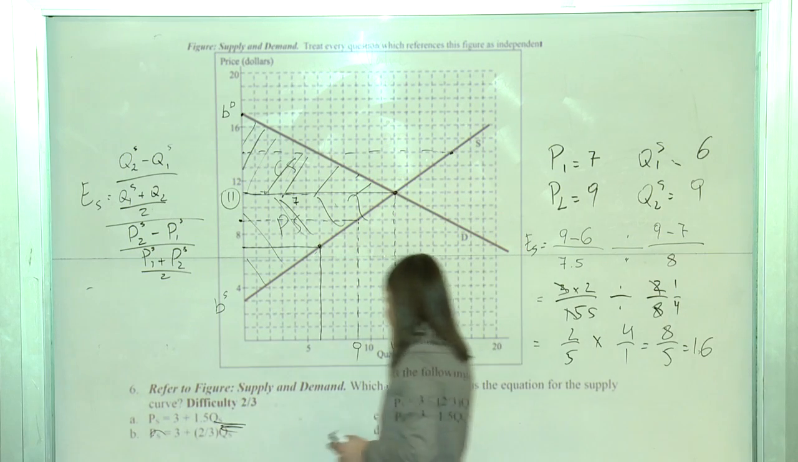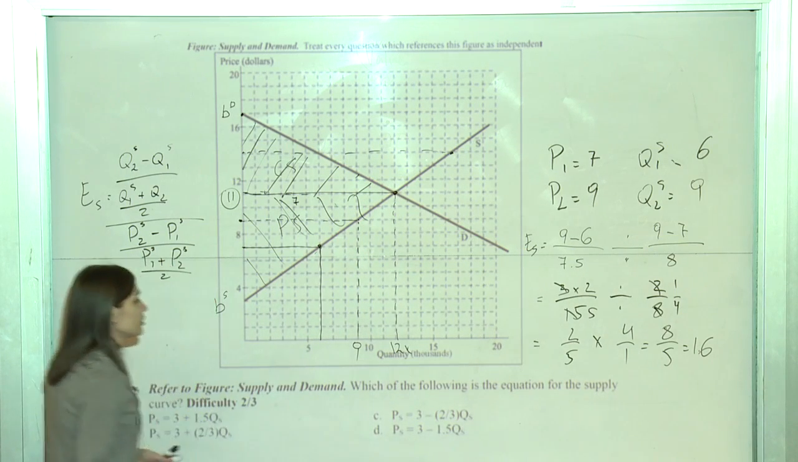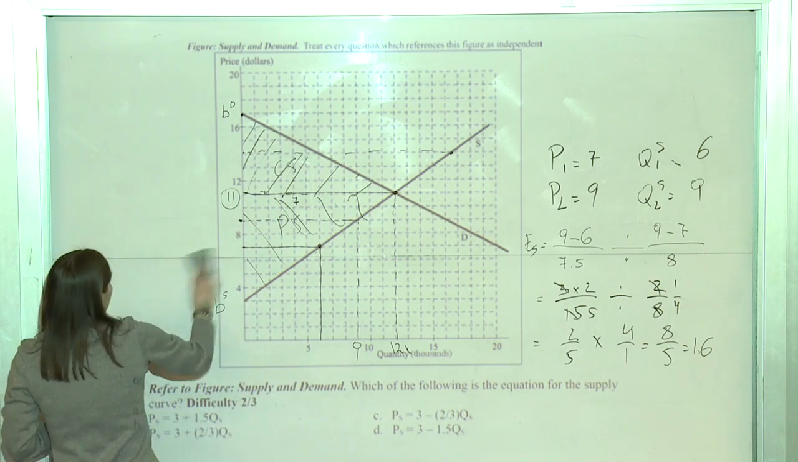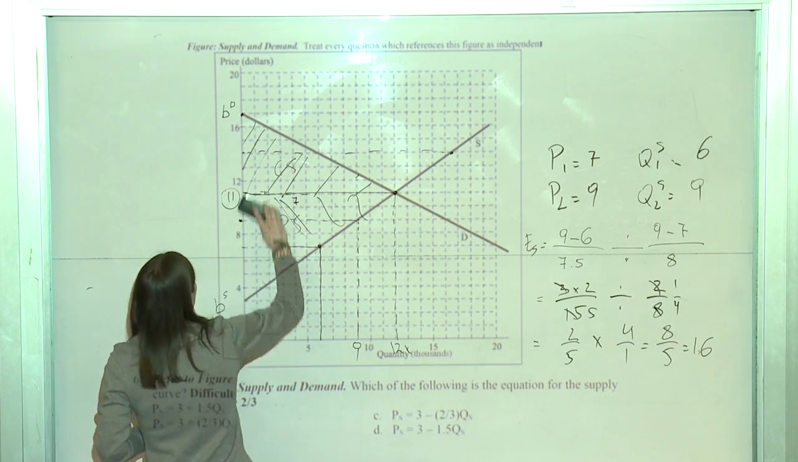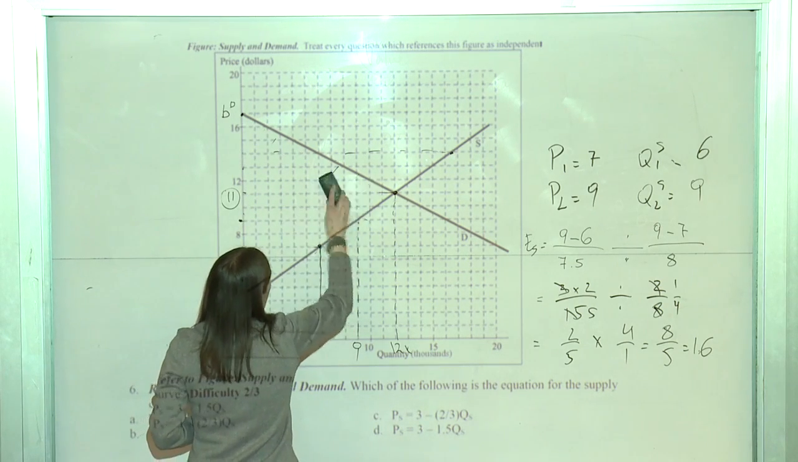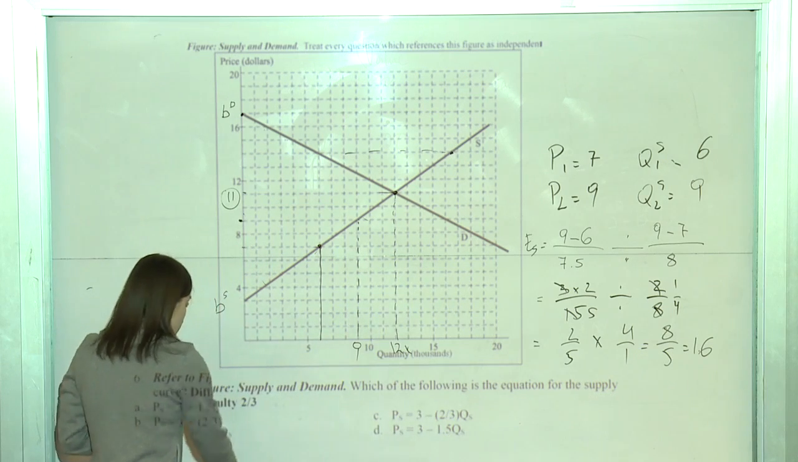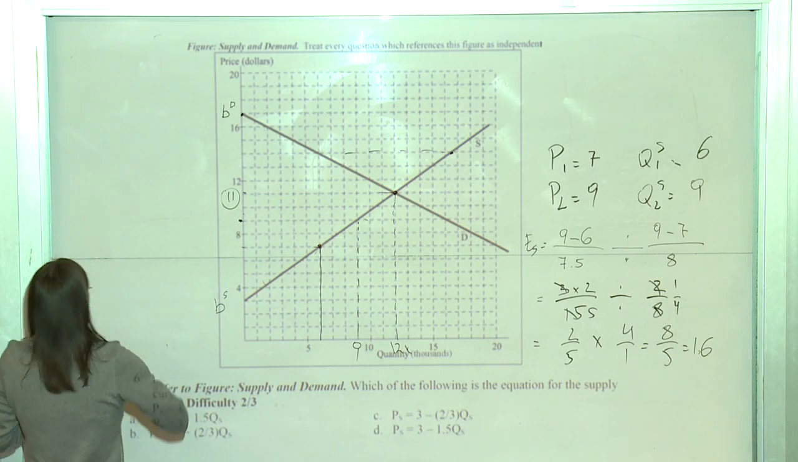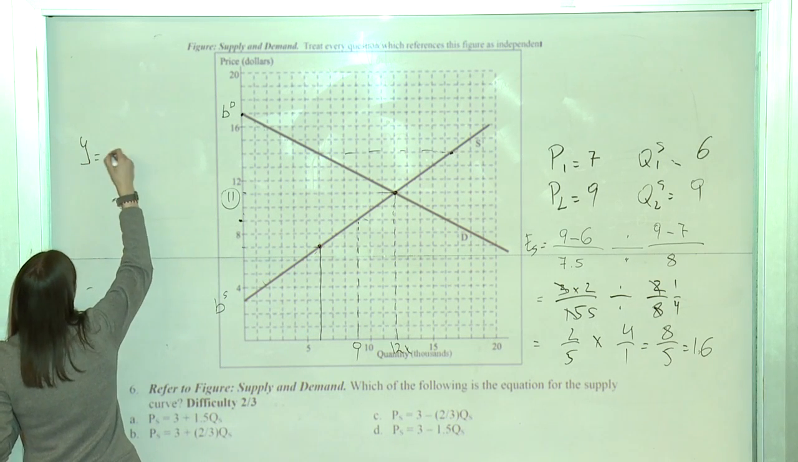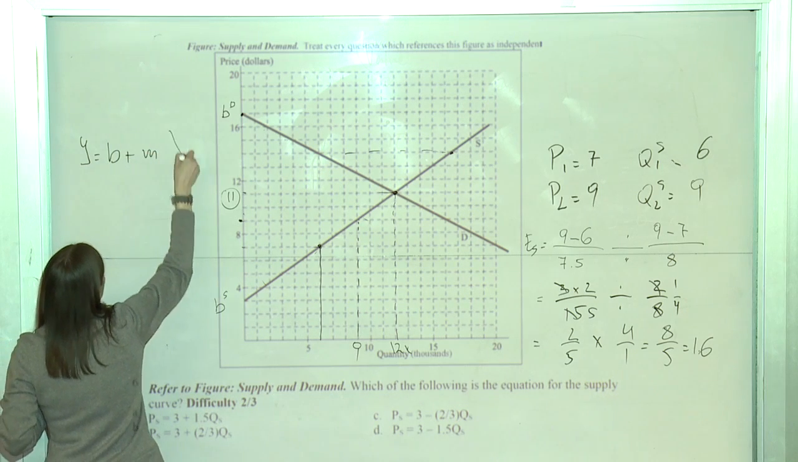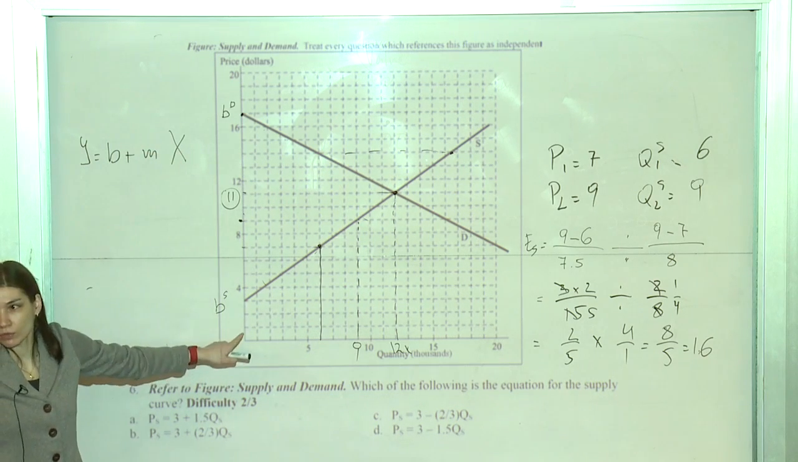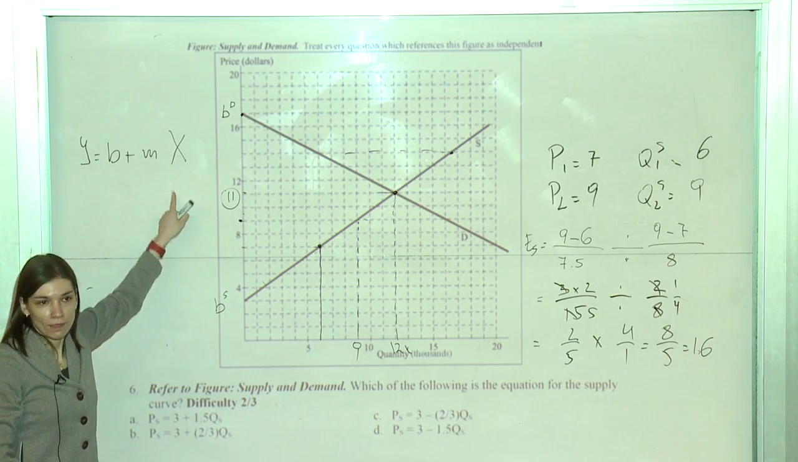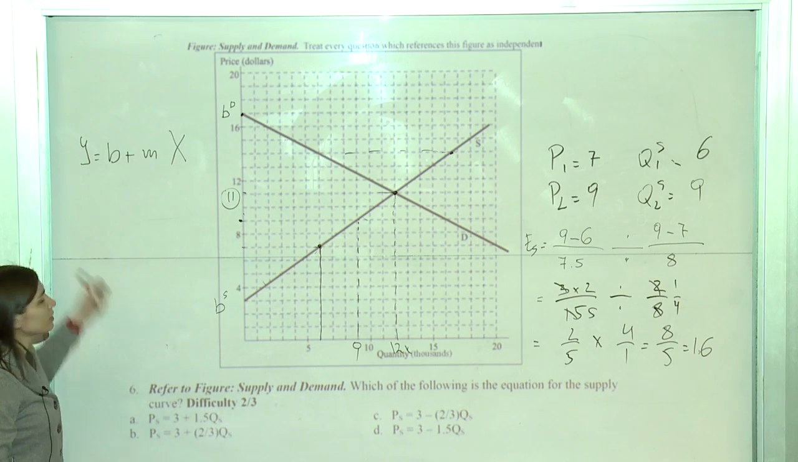Which one of the following is the equation for the supply curve? So we're given the graph and asked to find the equation of the supply curve. The supply curve is a straight line, right? Any straight line has the form y equals b plus mx, where y is the variable on the y-axis, x is the one on the x-axis, b is the intercept, and m is the slope. So the first thing we can do is find the intercept.